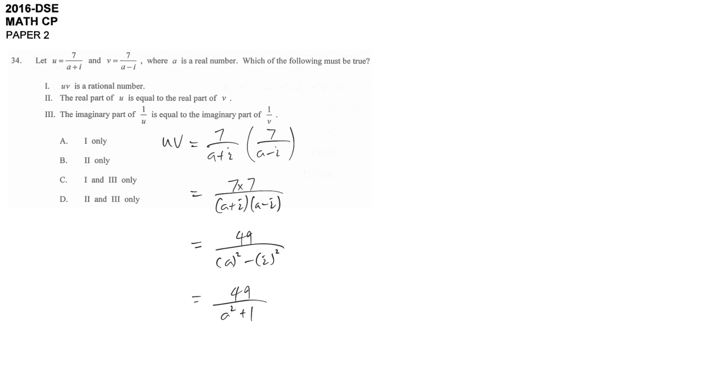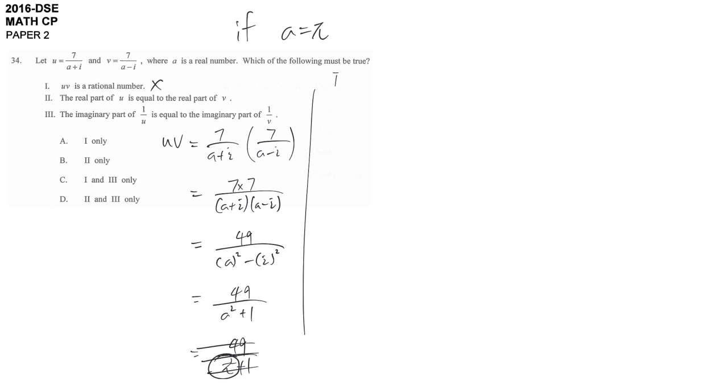But we have to pay extra attention. They are asking whether it is a rational number or an irrational number. They are not asking whether it is real or not, so it's a little bit tricky. They say A is a real number. They didn't say A is an integer, which means that A can be equal to pi. Then we have 49 over pi squared plus 1. Pi squared is irrational, because of pi, so this is irrational. So it is not always correct. I can't say this must be true.